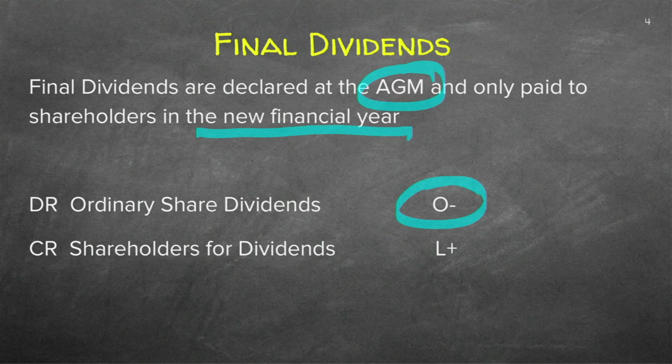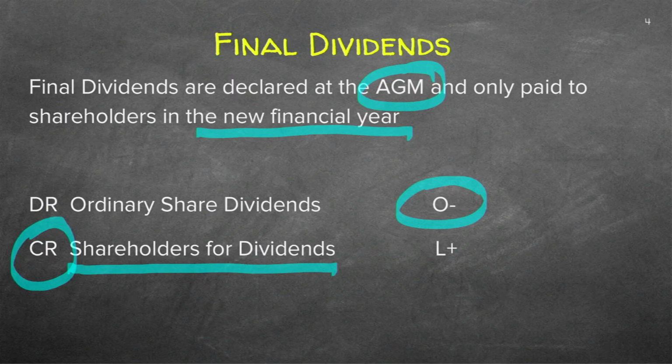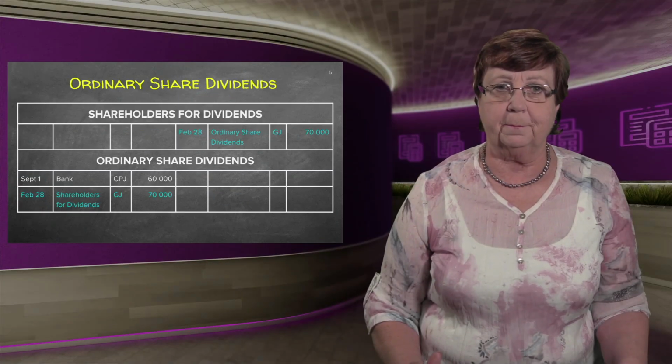I said to you that ordinary share dividends is treated as an expense in the general ledger. And this time, we are not going to be crediting the bank as we did with an interim dividend, but we are creating a liability because we now owe shareholders their dividends. And so you will note that it's on the credit side, and this is a liability account. So when a final dividend is declared, we create a liability. Hence, I've got liabilities plus.